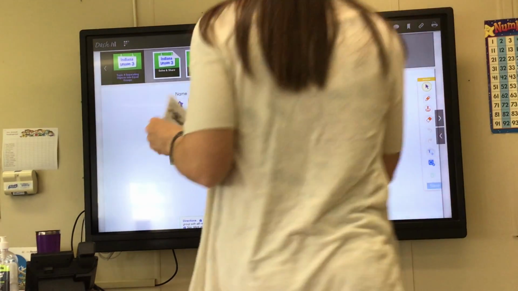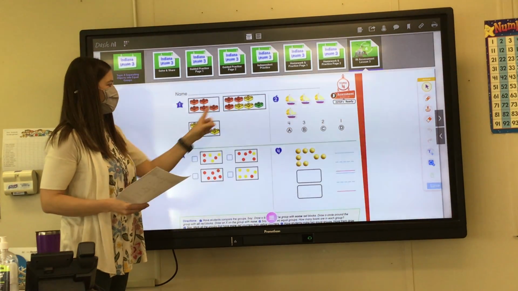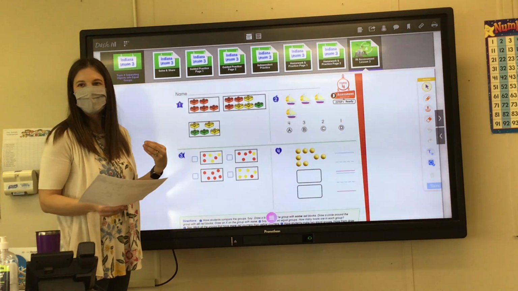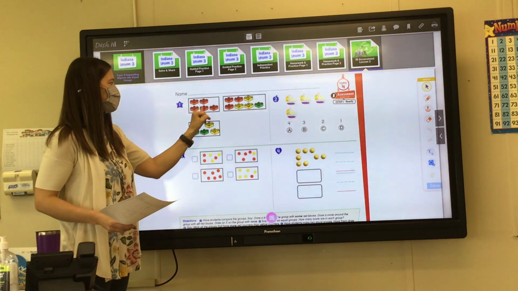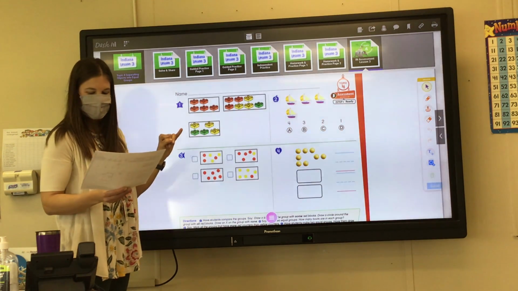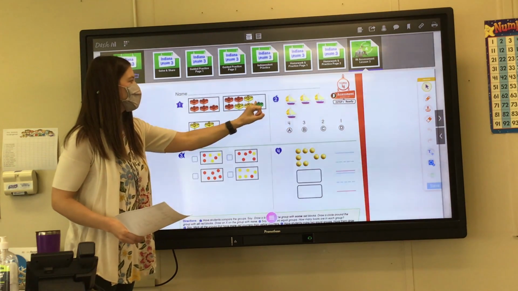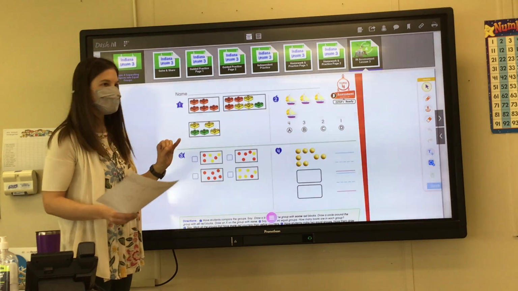Okay, number 1. Look at the groups. Okay, look up here because we have a black and white copy. I'm going to show you. This group has 1, 2, 3, 4, 5 red. Okay. This group has 3 red, 3 yellow, and 1 green. This group has 2 yellow and 2 green.